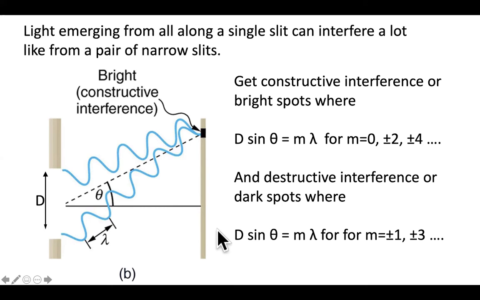Similarly, you get destructive interference where d sine theta is an integer times lambda for the odd values of m. So again, you get a bright spot, a dark spot, a bright spot, a dark spot, no matter how the light was coming in. So this turns out to have important implications for things like resolution of optical instruments.